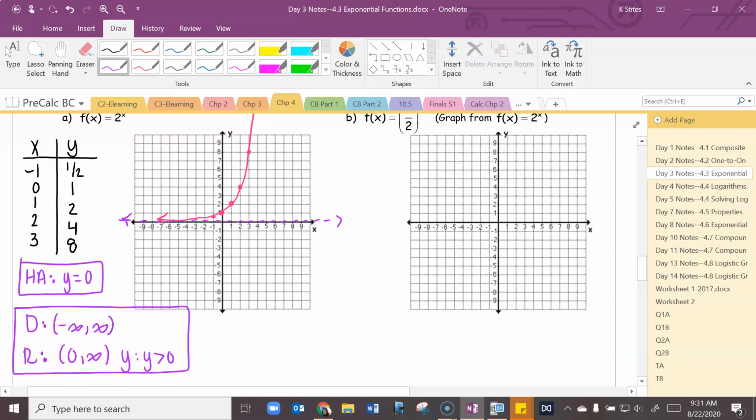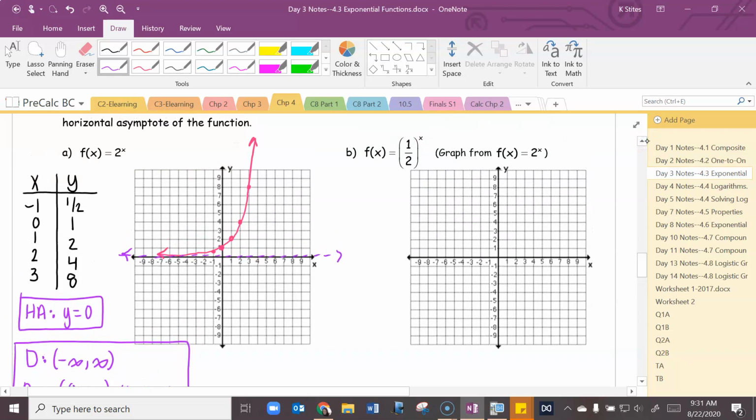All right, so that's a parent function. Now let's actually do one with a shift. Letter B, we are going to graph from f of x equals 2 to the x, which means that's your step 1. This is your parent function. That's what that's telling you.